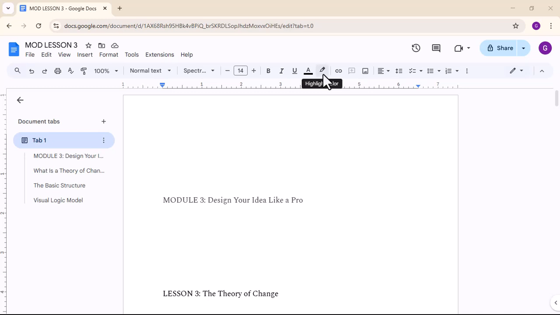Welcome back. Let's talk about something that sounds complex, but is actually very natural, especially for those of us that are builders, visionaries, and problem solvers. It's called the theory of change.